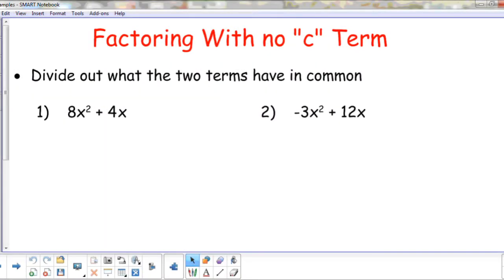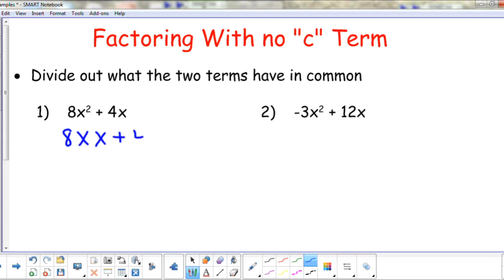When factoring with no c term, you want to divide out what the two terms have in common. So the best way to get started is to break up the terms so you can see exactly what each is made up of. So in number 1, I have 8x squared plus 4x. So the x squared means that my 8 has 2 x's and my positive 4 has 1x.